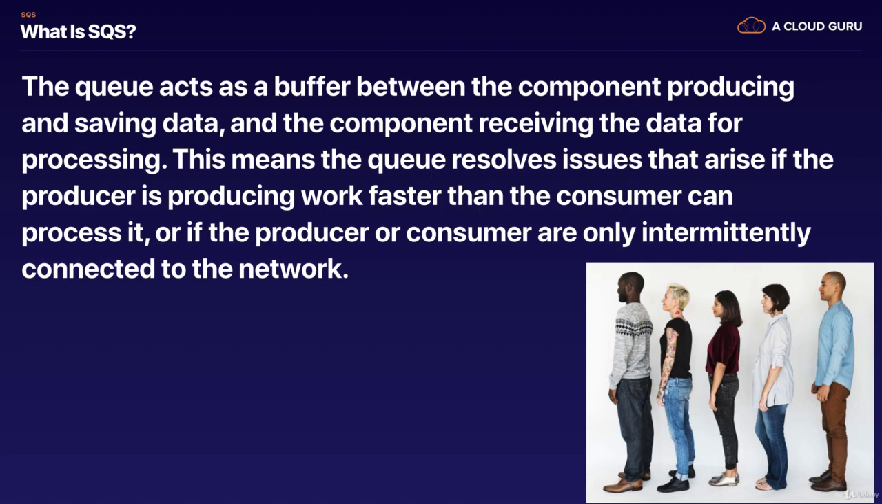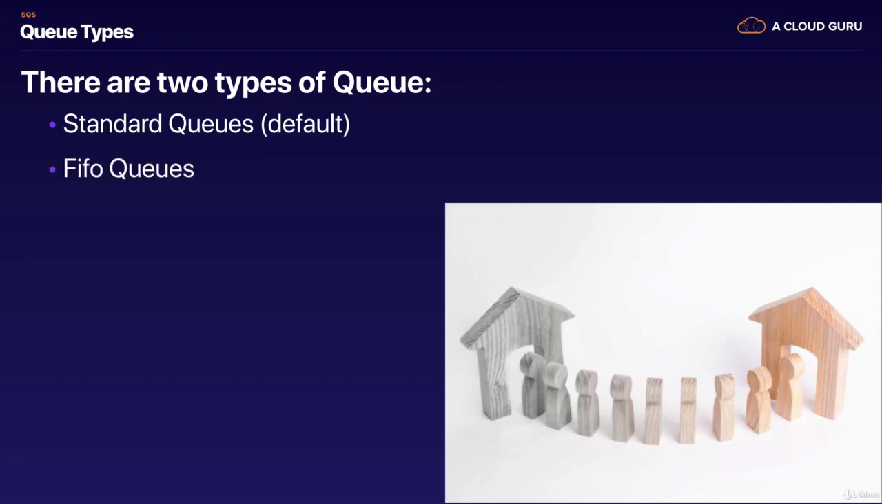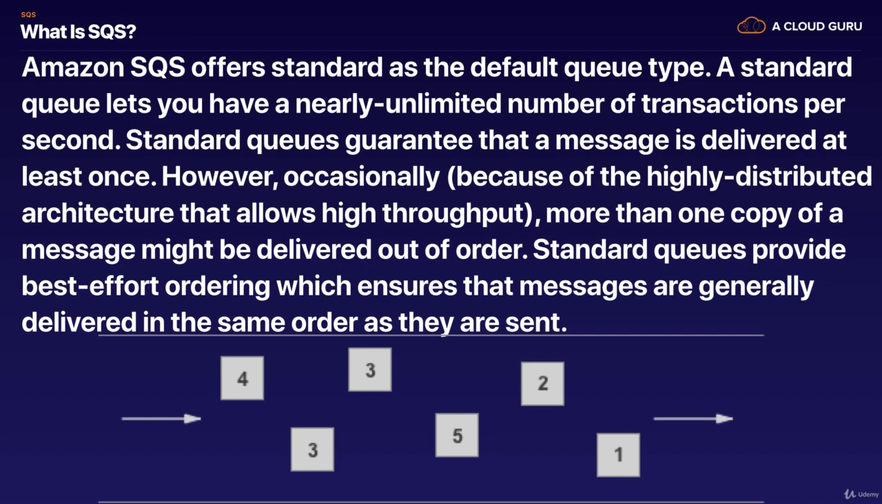And if the number of messages goes over 5 or 100 or 1,000, that can trigger an auto-scaling event. So there's two different types of queues with SQS. We have our standard queues, which are our queues by default, and then we have our FIFO queues, so first in, first out queues. SQS standard is the default queue type, and a standard queue lets you have a nearly unlimited number of transactions per second, and standard queues guarantee that a message is delivered at least once.